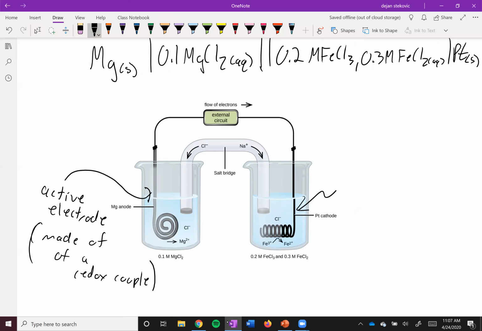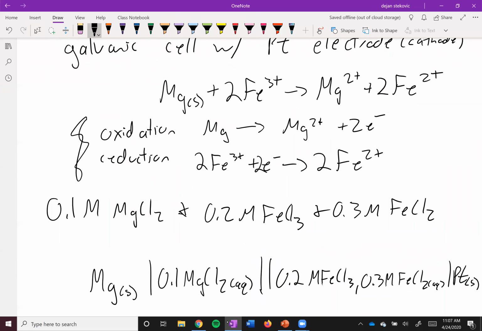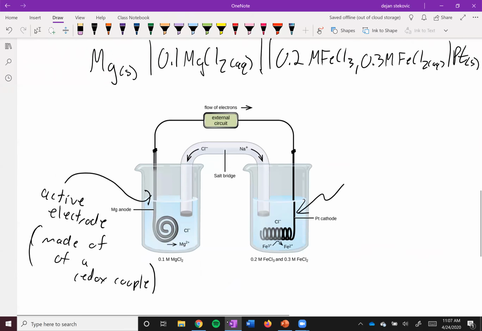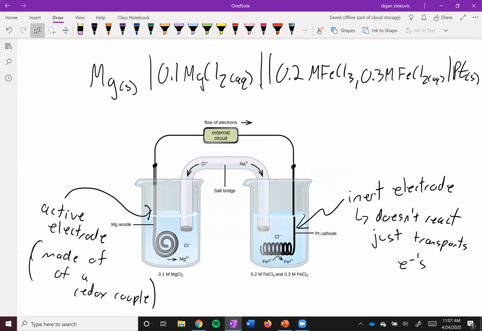And then on this other side, we have this platinum electrode. We don't see platinum anywhere in our redox couple, right? It's not being oxidized, it's not being reduced, so we don't see it there. So it's what's known as an inert electrode. Inert means it doesn't react. Right, it's just there to help transport these electrons. Cool. So given this info, you should be able to draw cell schematics or read cell schematics.